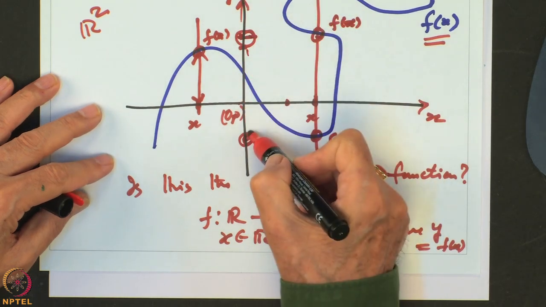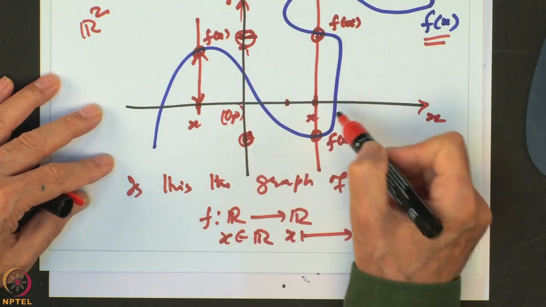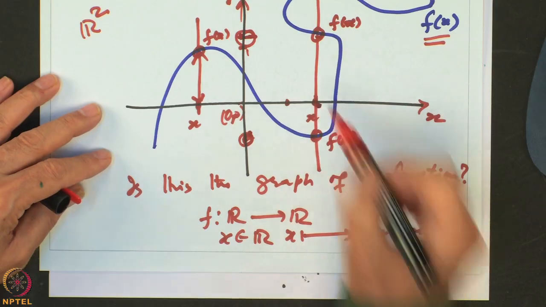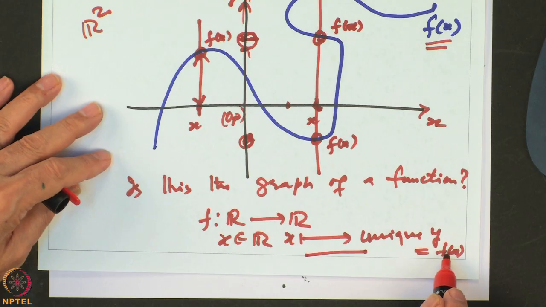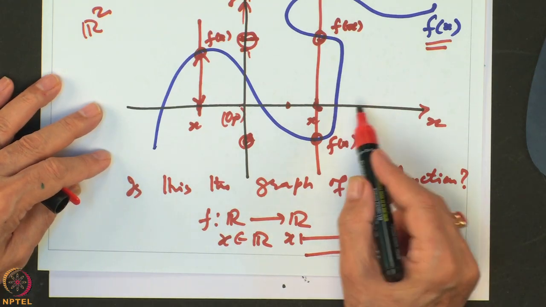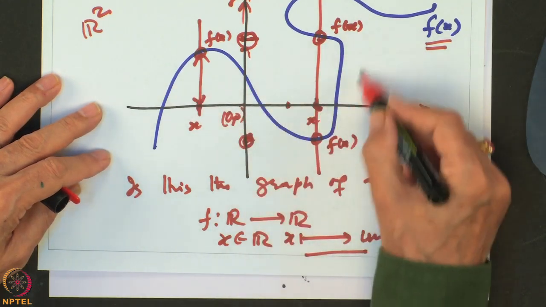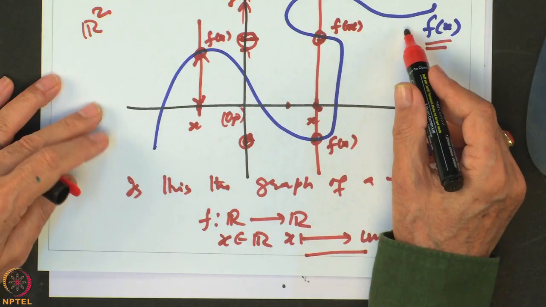So, these 3 points on y are related with the same point x. That means this condition is violated. X is not associated with a unique point y, it is associated with more than one point. So, this blue curve is not the graph of a function.